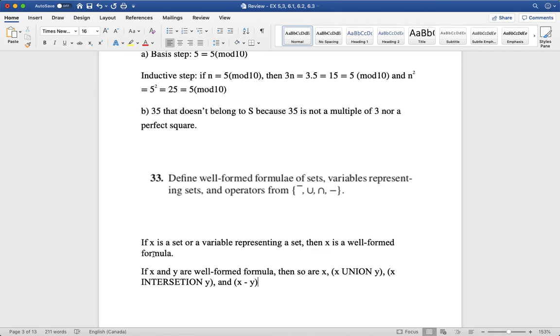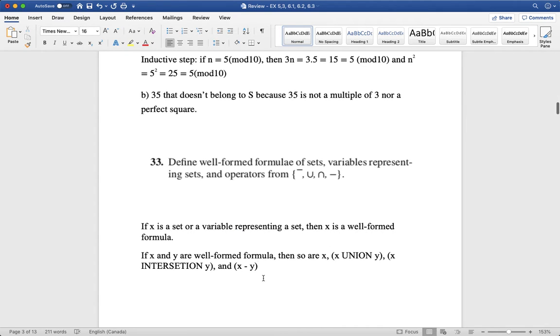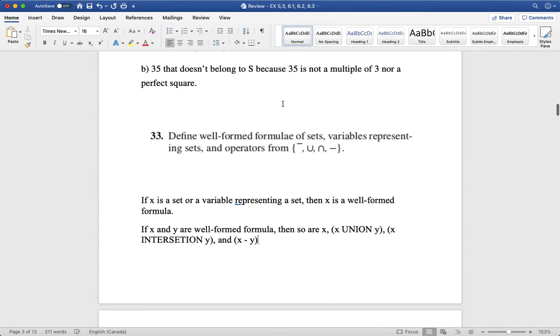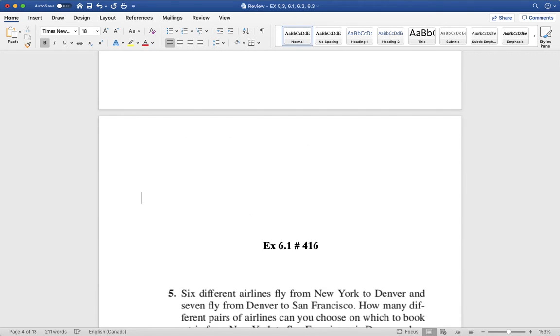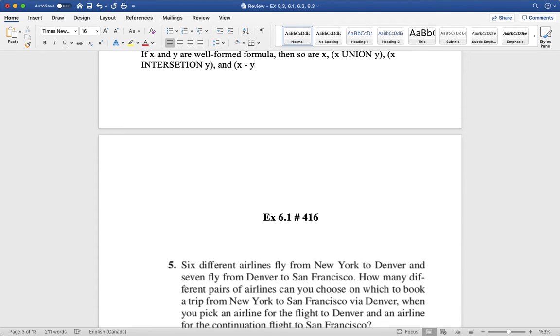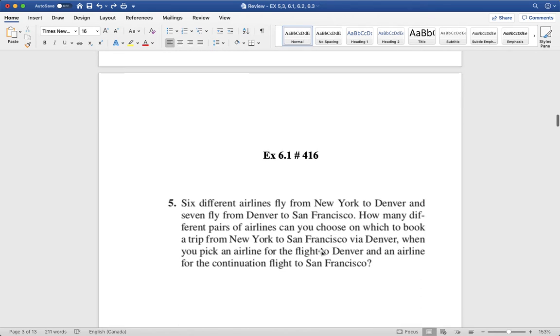Alright, so this is it for the 5.3 exercise. Let's move on to 6.1 now. It is on page number 416 of your textbook.